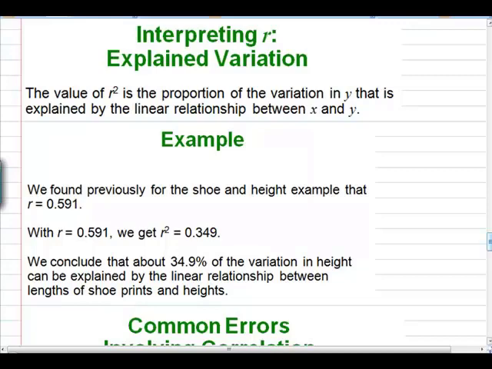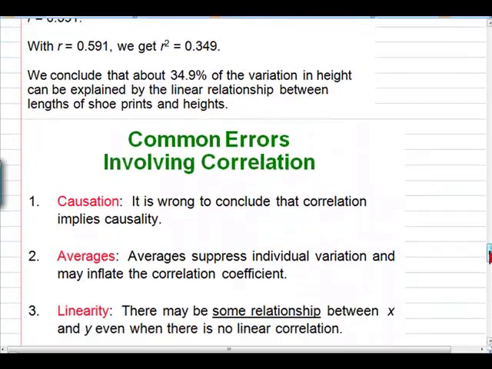If we square the value of R, that will give us the proportion of the variation in Y that's explained by the linear relationship between X and Y. So for example, we found previously for the shoe height that R is 0.591. If we square that, we get 0.349. 0.591 squared is 0.349. We conclude then that about 34.9% of the variation in height can be explained by the linear relationship between shoe size and height. There's other factors that come into consideration.